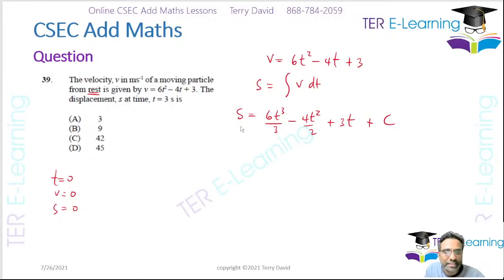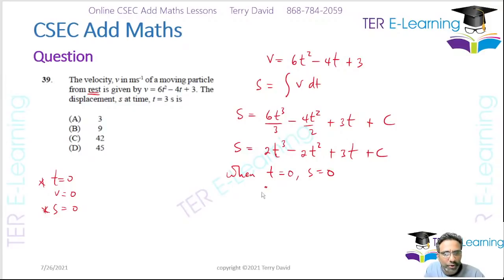So that's the formula for my displacement. Now this could be simplified a little bit. So this is equal to 2t cubed minus 2t squared plus 3t plus c, right? But the thing is, when t is equal to 0, s is equal to 0. So therefore, if I substitute 0 into this, I'm going to get my constant being equal to 0, right? So what that means is my equation is 2t cubed minus 2t squared plus 3t, right?